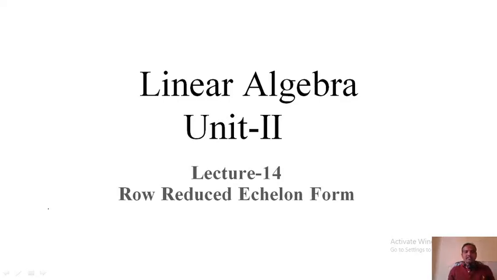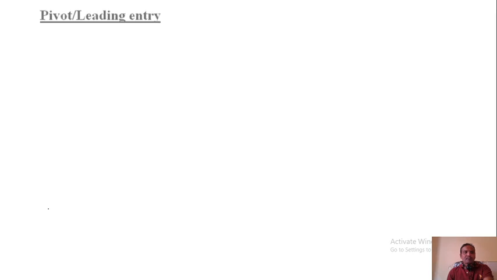Now our 14th lecture. In this lecture we are going to discuss row reduced echelon form. Already we studied echelon form. Now we'll see when we say a matrix is in the reduced echelon form. Before going to discuss row reduced echelon form, first we will know what is the pivot.